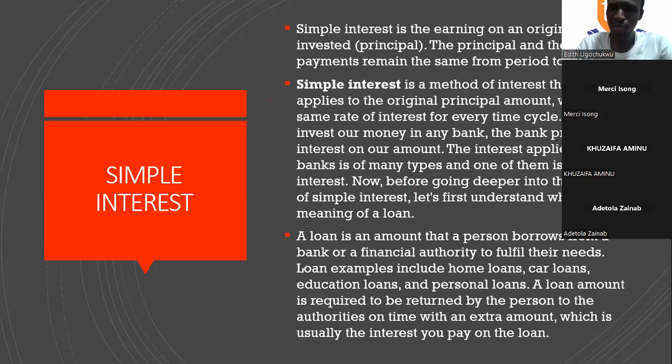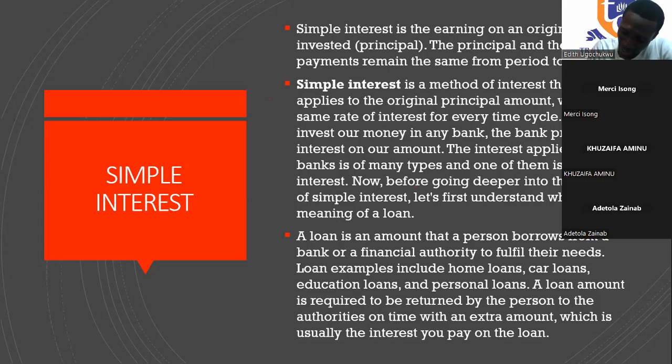So, when we invest our money in any bank, the bank provides us interest on our amount. The interest applied by the bank is of many types, and one of them is simple interest. So, the interest you are calculating on simple interest is on the principal amount. Like I said, the interest is for the whole period the investment lasts. Majorly, banks make use of compound interest, though there might be some banks that use simple interest. Compound interest allows your interest to be spread across the number of years. But simple interest just allows your interest to be calculated on the original amount.